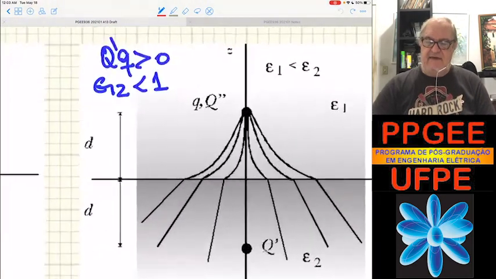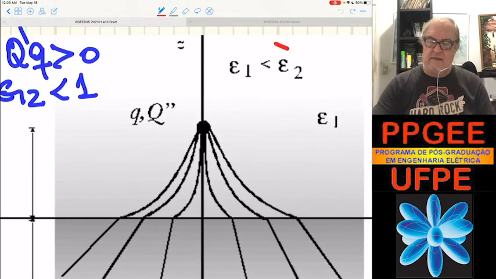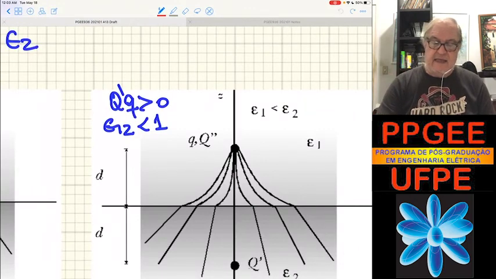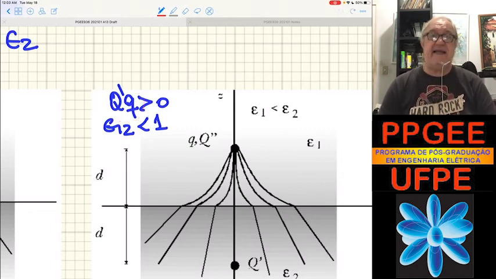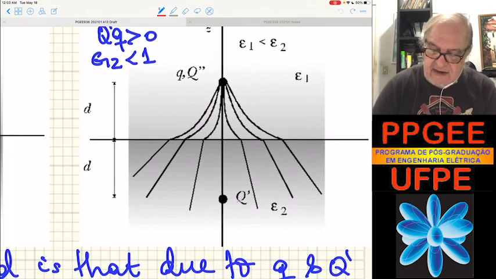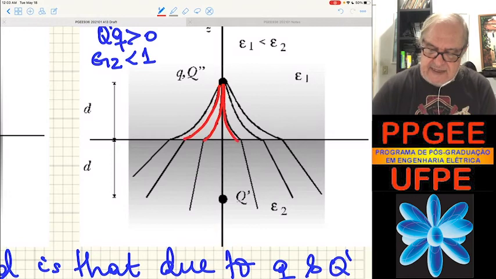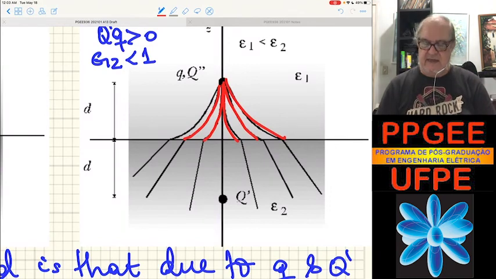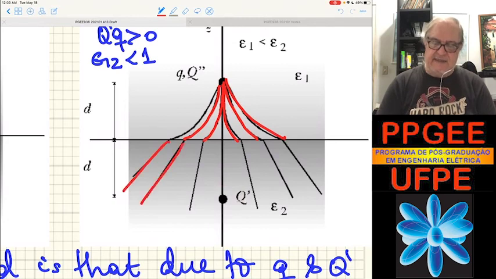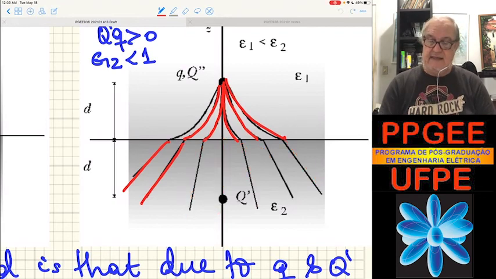On the other hand, if we have epsilon 1 smaller than epsilon 2, then in this case, q prime, which is the image charge in the lower hemisphere, is going to have the same sign as q, and you're going to have a curve that goes like this because it's a repulsion, right? Two charges of the same sign, the field lines will bend away from the fictitious charge there, right? But the lines here are still the same, radial lines, like before. Okay, so that's how the lines look like in this case.